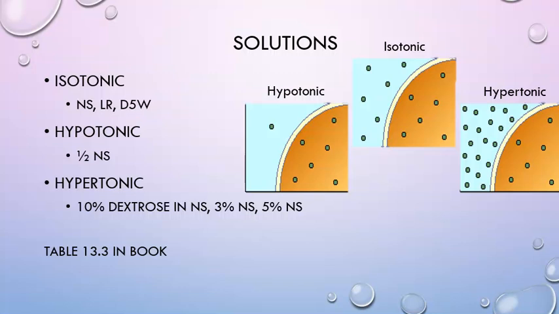The next one is hypertonic. This is a lower concentration of water and a higher concentration of solutes. This will be given a lot with cerebral edema or when you need to expand your circulating volume. One very popular solution that might be ordered if you needed hypertonic solutions is 10% dextrose or the 3% normal saline. There's a table in your book that goes over this as well, and that's table 13.3.